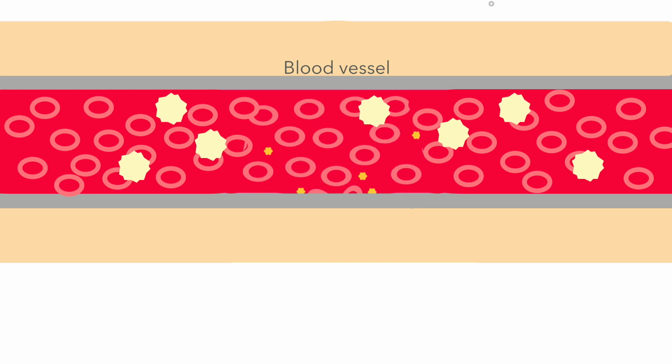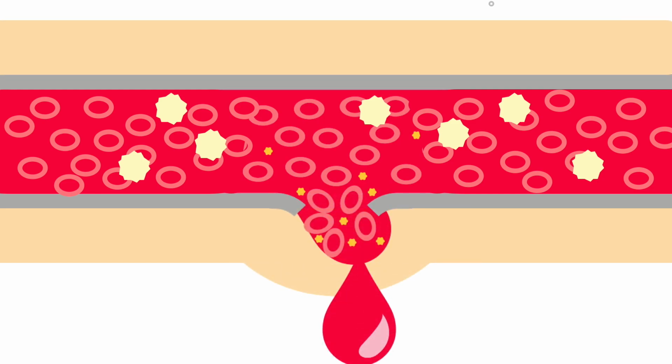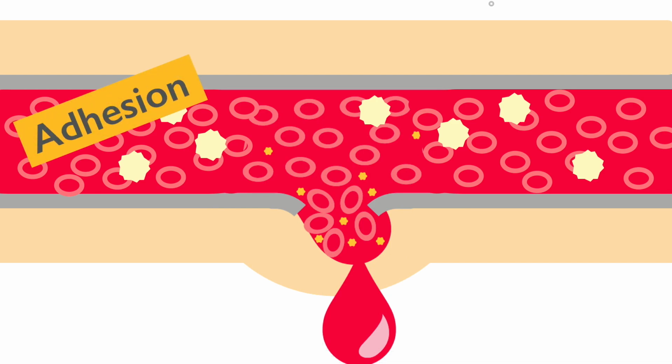When a blood vessel is injured, a complex process of converting inactive platelets into a platelet plug takes place to maintain hemostasis and prevent blood loss. We can divide this process into three main steps. When the endothelial layer is disrupted, collagen and von Willebrand factor anchor platelets to the subendothelium. This process is called adhesion.